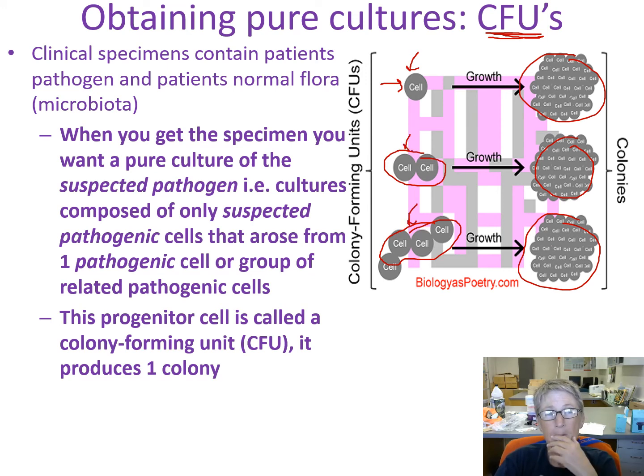So the clinical specimens contain the patient's pathogen of interest that you're trying to figure out what made the patient sick, and it also includes the patient's normal or resident flora, aka the patient's normal or resident microbiota. So when you get the specimen from the patient, you want to isolate a pure culture of the suspected pathogen.